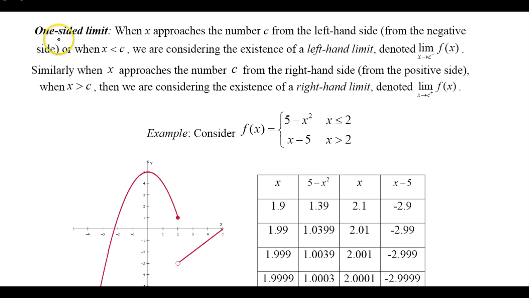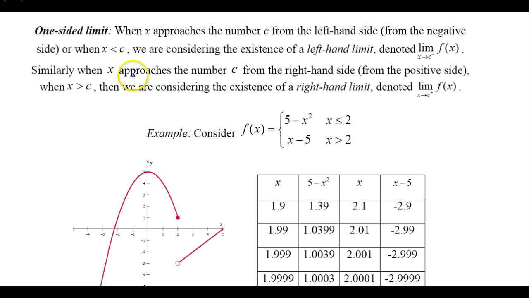Alright, now let's define a one-sided limit. When x approaches some number c from the left-hand side, so from the negative side, or when x values are less than c but getting closer to c, we are considering the existence of a left-hand limit. And the notation is the limit as x approaches c, and then this little negative sign in the exponent is read from the left: the limit as x approaches c from the left of f of x.